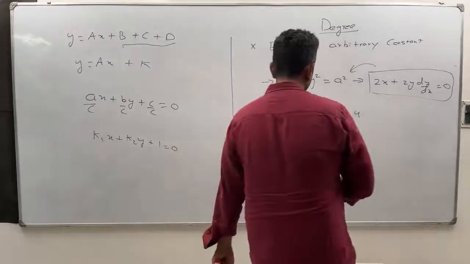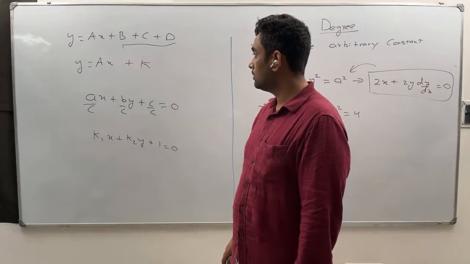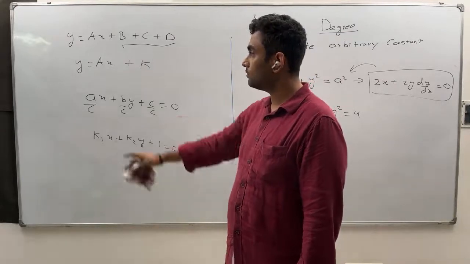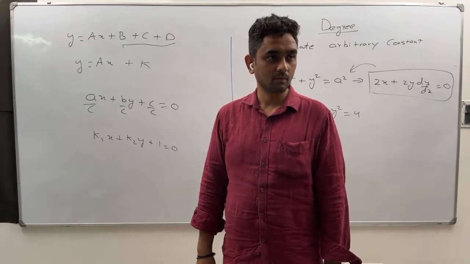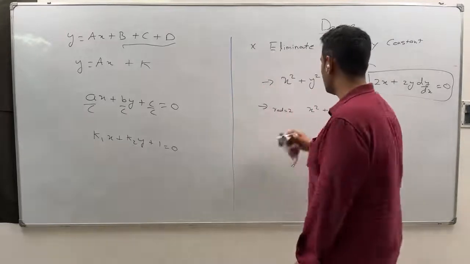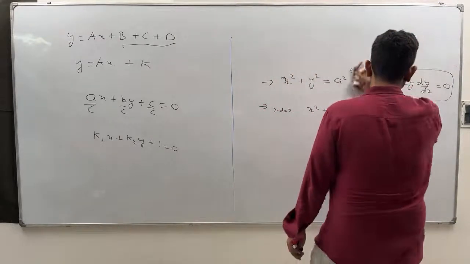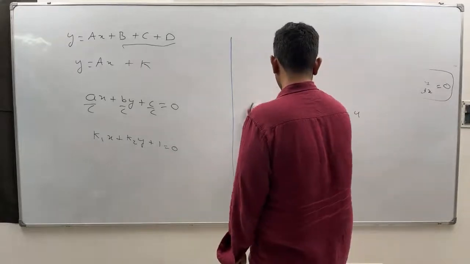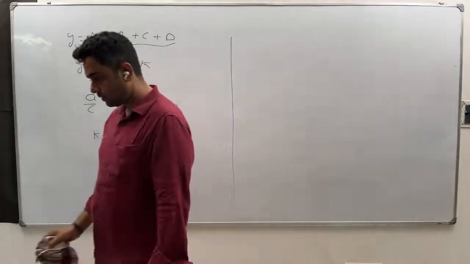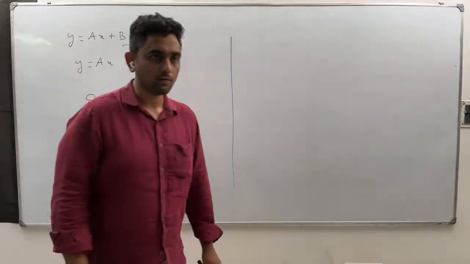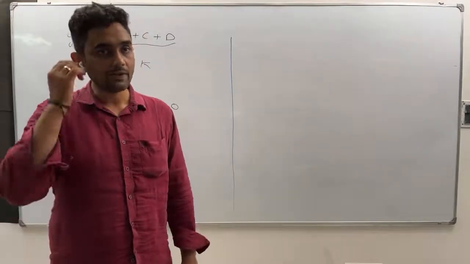Now another important result. In the previous question also, y minus ax minus k divided by k, so y by k will become a new arbitrary constant. When we are solving, this is our aim. Our aim is to eliminate arbitrary constants.